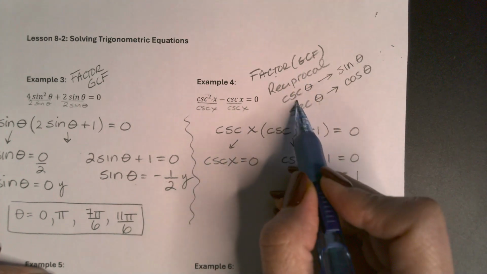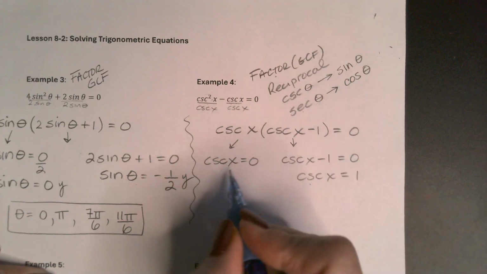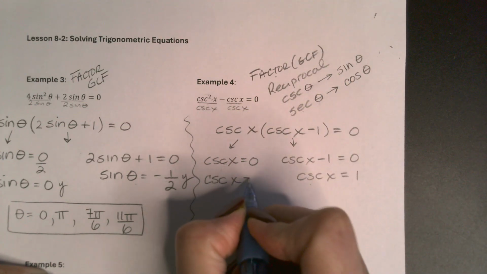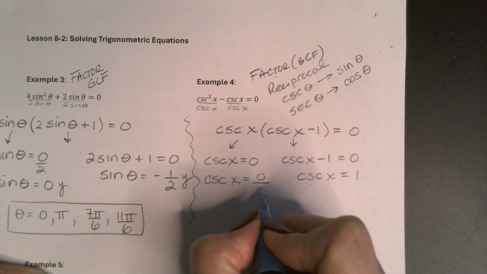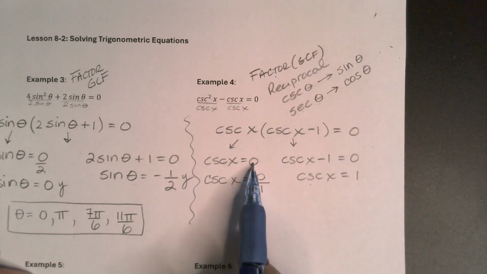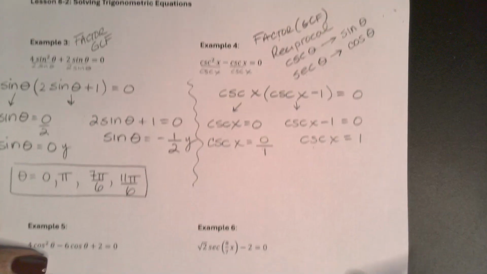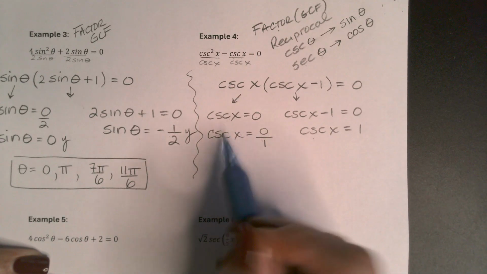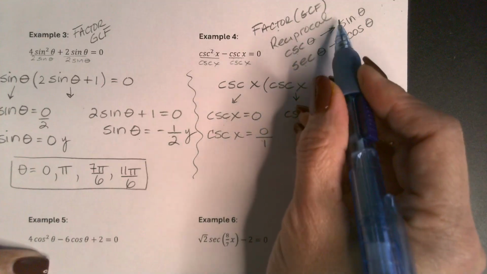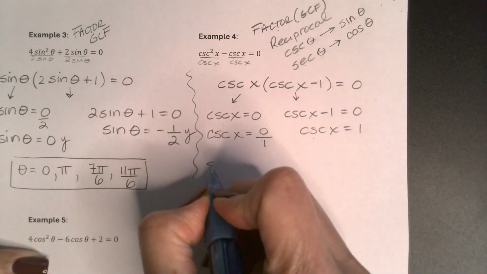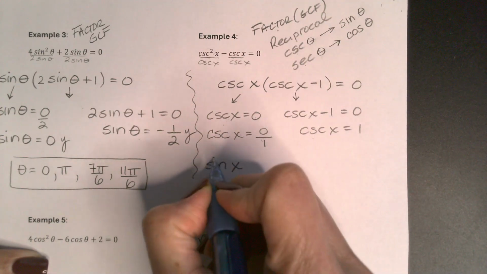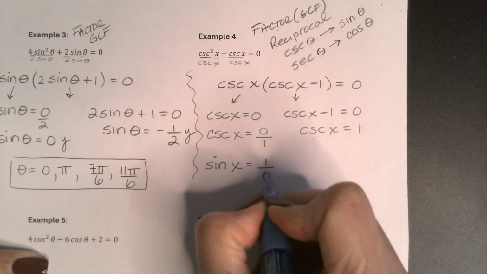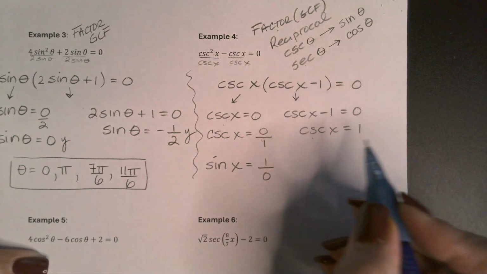So cosecant is sine, right? Let me rewrite this. We know that cosecant x is equal to 0. Let's write 0 over 1 right now. I'm rewriting 0 as a fraction, okay? Why? Because I'm going to take the reciprocal of cosecant. The reciprocal of cosecant is sine. And so if I take the reciprocal of this side, I have to take the reciprocal of this side. And so I end up with this, okay?